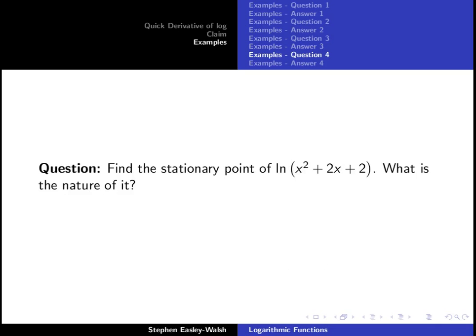Find the stationary point of log(x squared plus 2x plus 2). What is the nature of it? Pause the video, try this one for yourself, and resume when you're ready to see the answer.